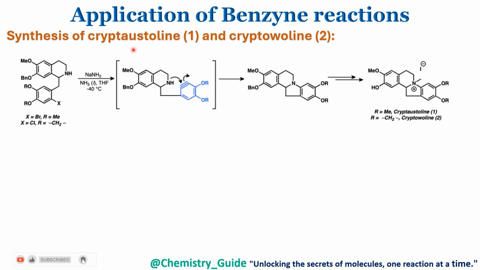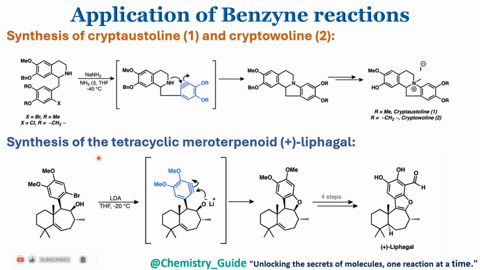Another example is the synthesis of cryptaustoline or cryptowoline. In this case, benzyne is generated and it is intramolecularly cyclized to generate the intermediate which is used for the synthesis of cryptaustoline or cryptowoline. Another example is the synthesis of the tetracyclic meroterpenoid liphagal. In this case, the benzyne is generated by the reaction of LDA with a bromo derivative. So this proton is abstracted, generating the benzyne. In the next step, the benzyne generated is intramolecularly cyclized to generate the intermediate. Upon a sequence of reactions, liphagal is generated.